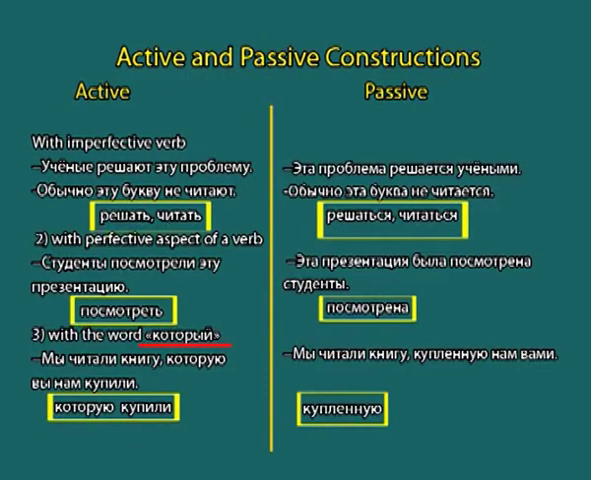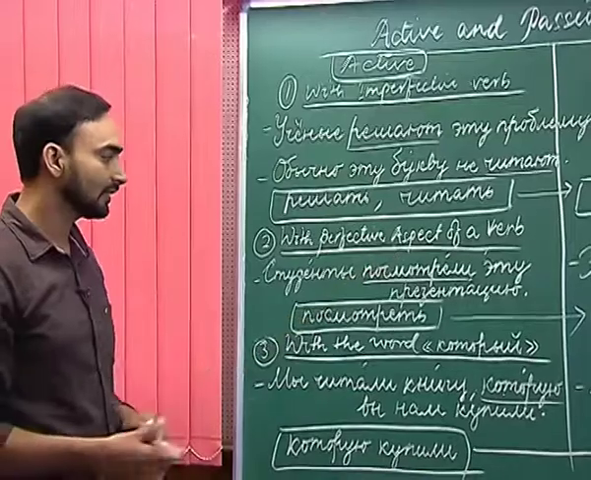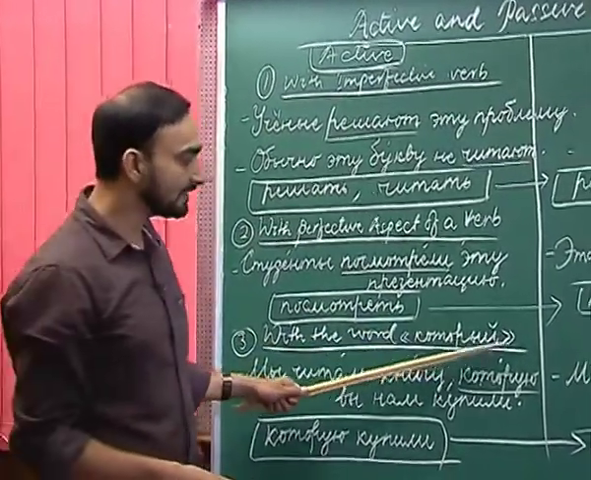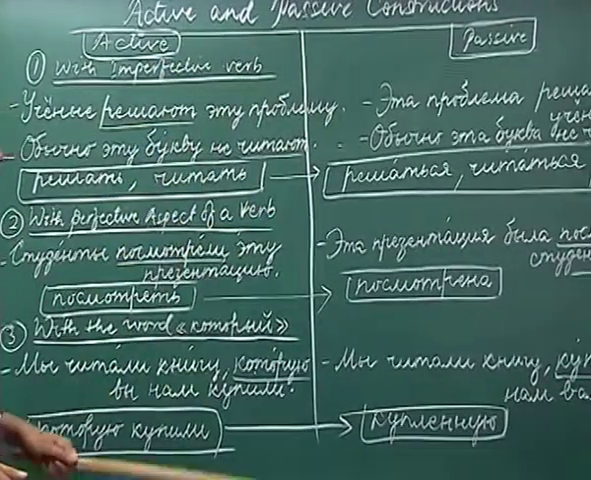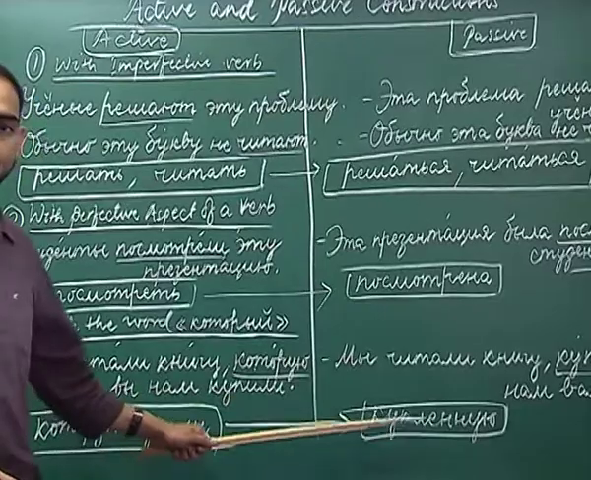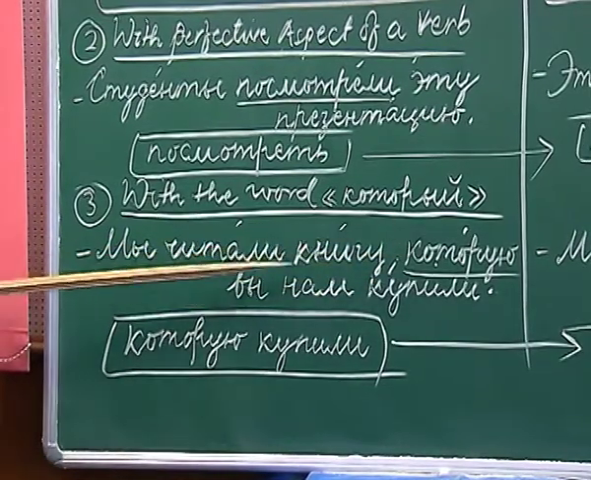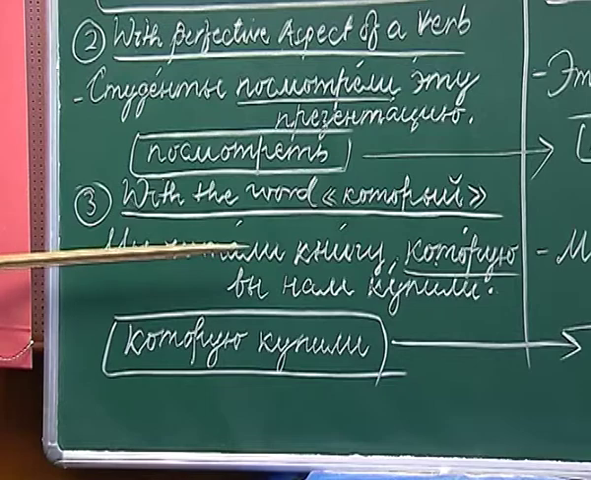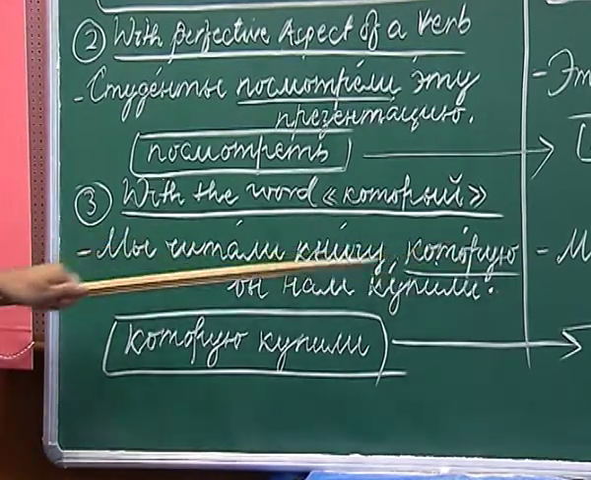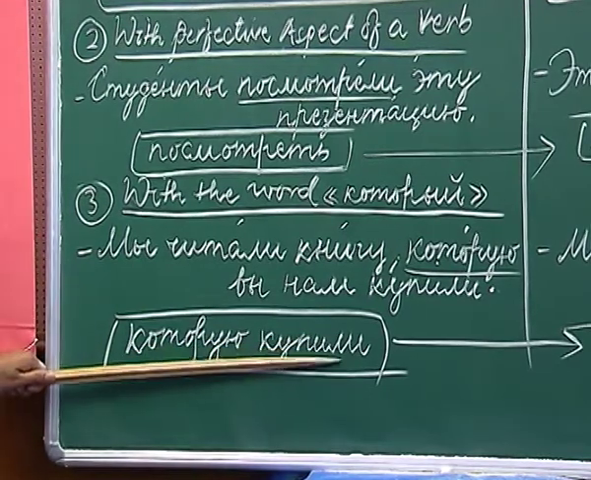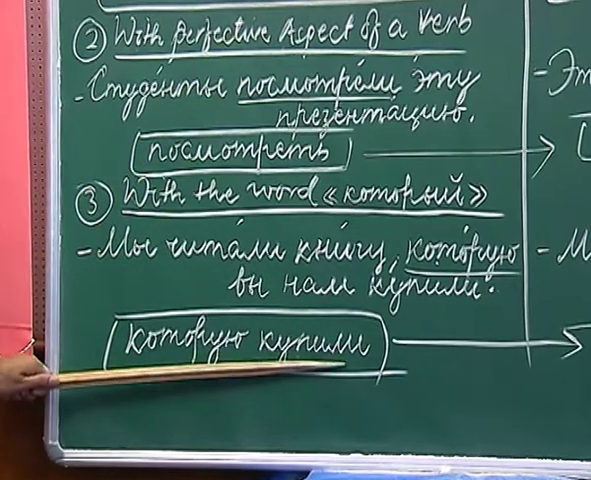The third active construction is with the word katori. So, the third type of active construction with the word katori, how do we change this active construction into passive? By using the full form of the passive participle. Let us look at the example. Mi chitali knigu katoruju vi nam kupili. So, we read the book which you bought for us. So, here we are using the word katori and the verb which is the savershenni or the perfective aspect of the verb.